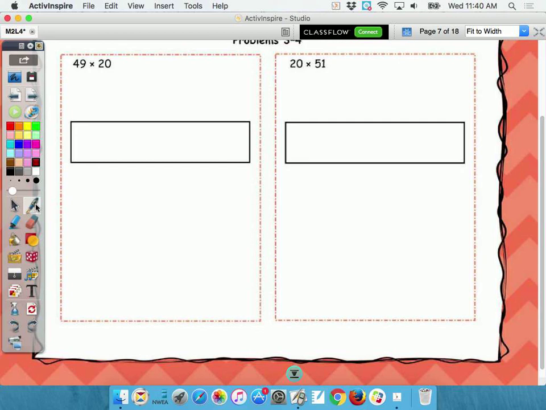So I've got 49 groups of 20. So my unit is what, boys and girls? 20. Go ahead and fill in that much on your tape diagram. And then we need to make some decisions before we go on.